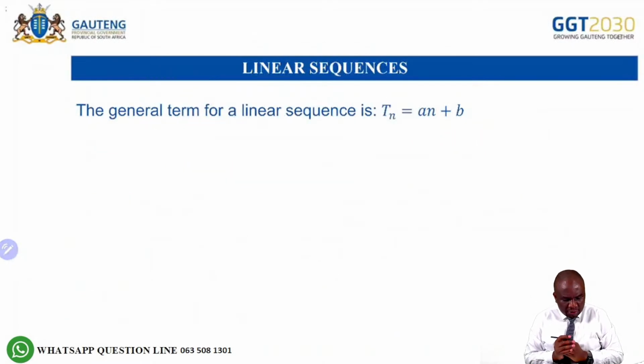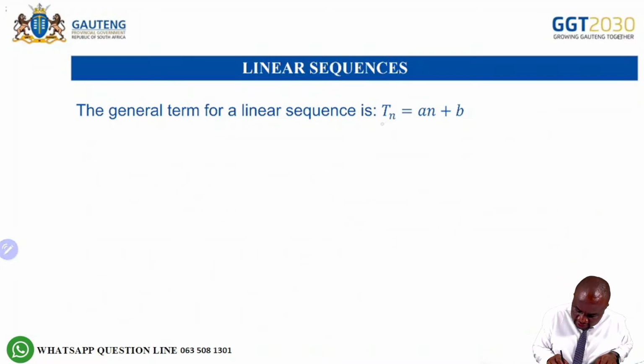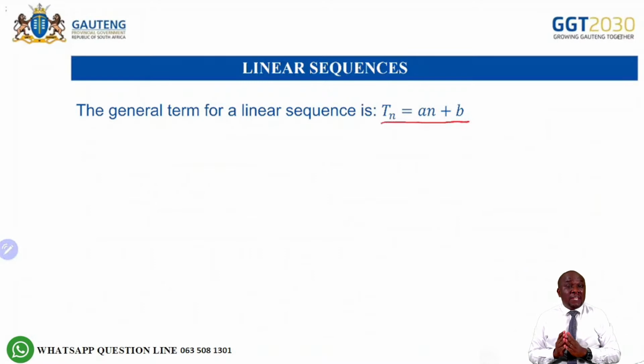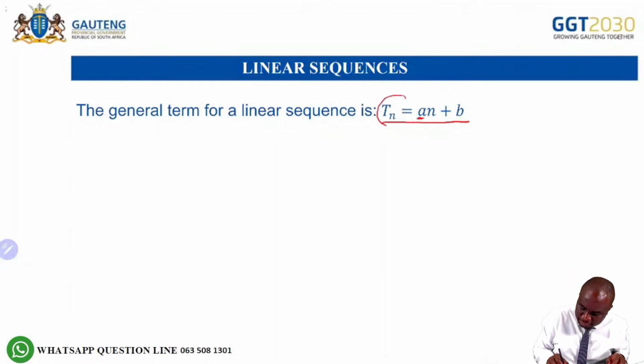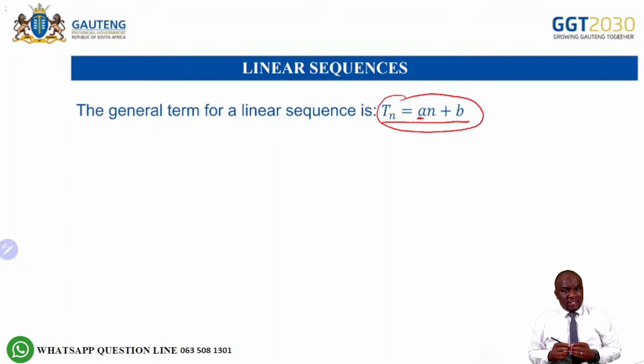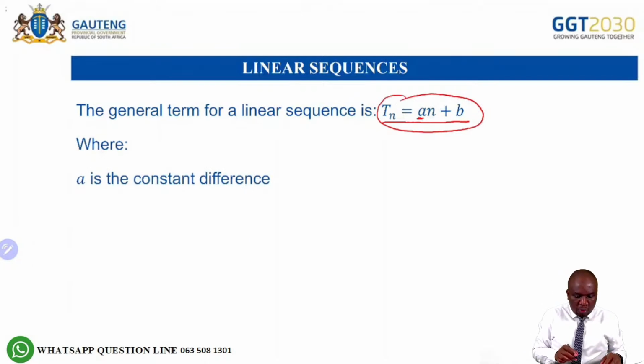Right. Now, the general term of a linear sequence, please write this one down, is Tn = An + B. That's the general term we use in grade 10. But you may find some books put D there for A, because A represents what? The constant difference. So this is the general term for a linear number pattern, for a linear sequence. Please write it down, where A is the constant difference, as we move together.